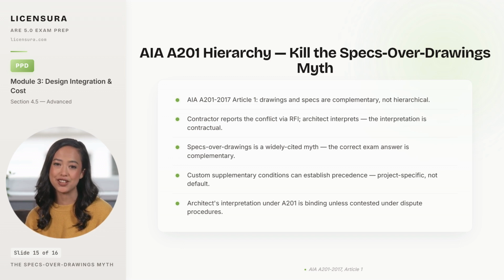Custom supplementary conditions can establish a precedence order for a specific project, and those project-specific overrides do exist in some contracts. But they are the exception rather than the rule, and the architect has to read the supplementary conditions before assuming default A201 applies. The architect who gets surprised by a supplementary condition mid-dispute spends the case on the wrong side of the contract language.